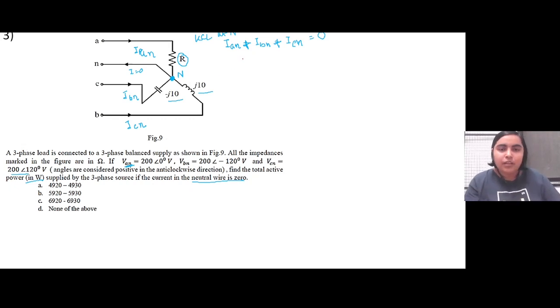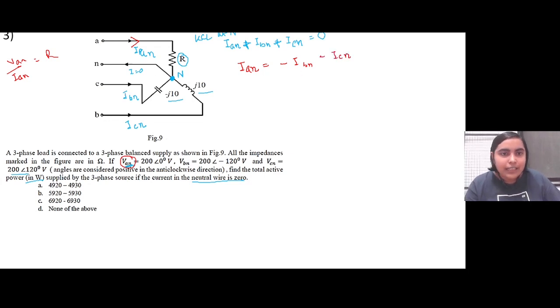Since we are interested in this particular branch, let us just calculate IAN first, because the phase voltages are given. If we have the phase current also, then voltage by current we can calculate R. So let us calculate IAN in terms of IBN and ICN. It will be minus of IBN minus of ICN.